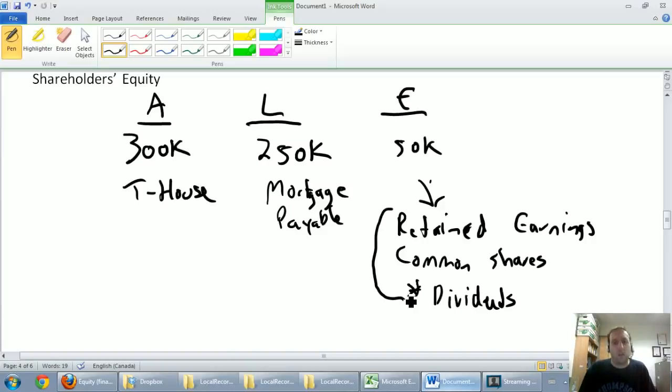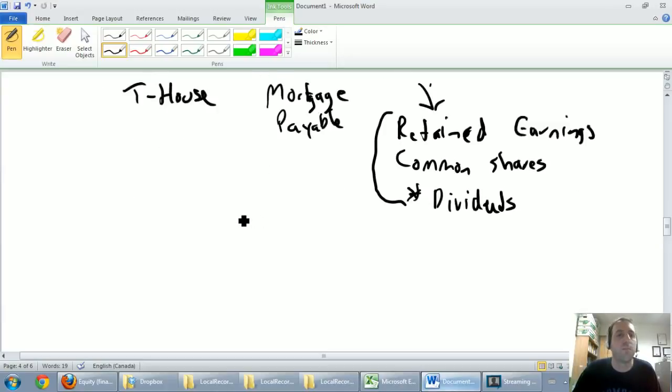And last, equity. That's the owner's piece of the pie, what's left over for the shareholders. Okay, last two definitions, and then we'll get ready to jump into some real deal financial statements.